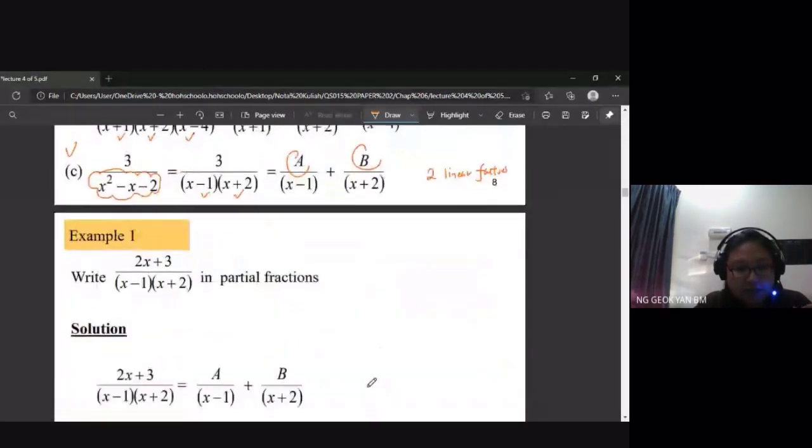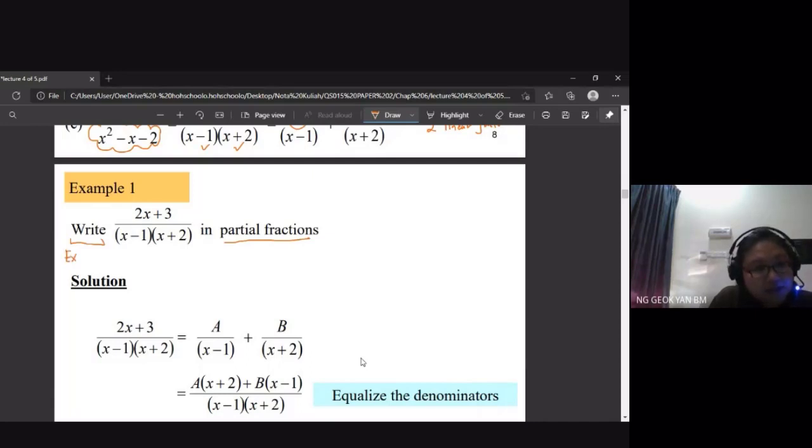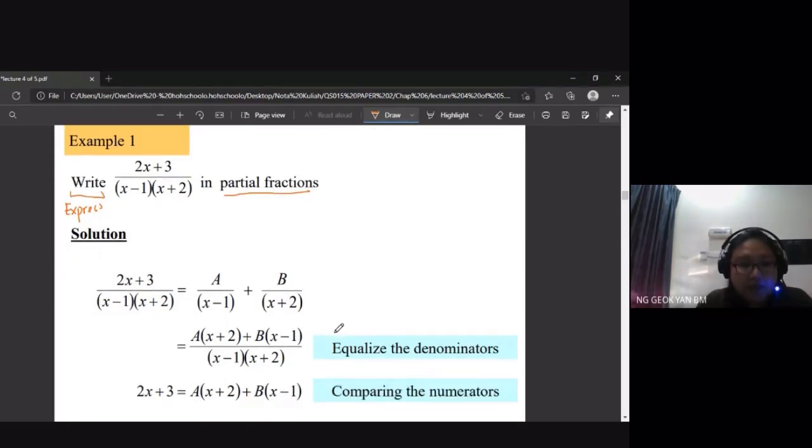So, now let us proceed to one example. Normally the question will be this. Write the following single fraction in partial fraction. Or it can use the sentence express. Either one, write or express it in partial fraction. Okay, so I will go through this. Firstly, you double check. There are 2 linear factors.